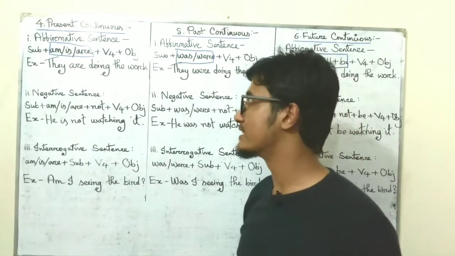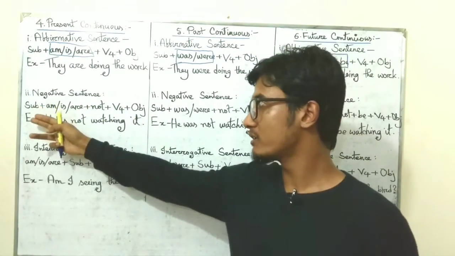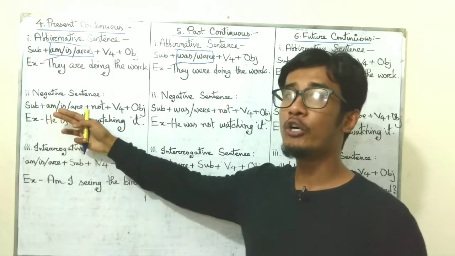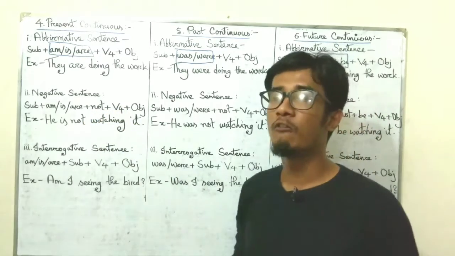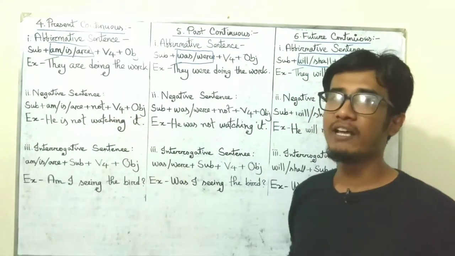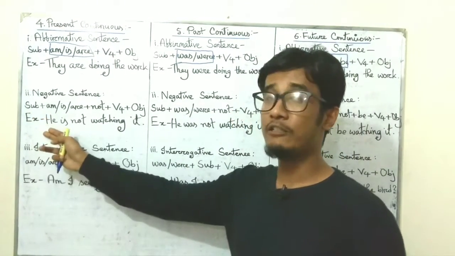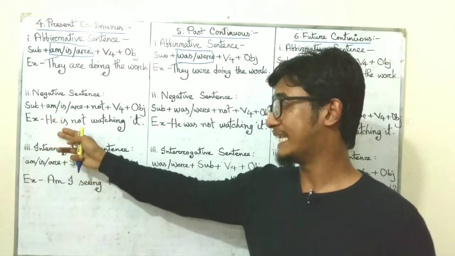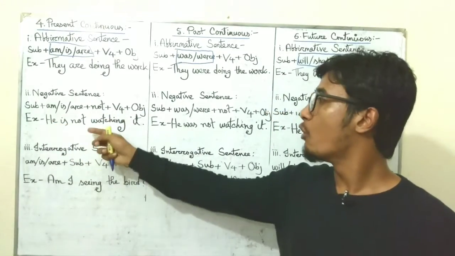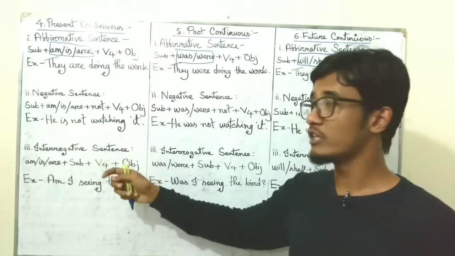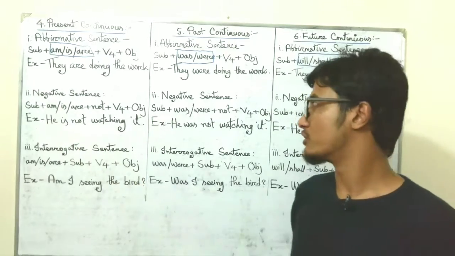Let's move on to negative sentences. In present continuous negative sentences, we begin with a subject, then auxiliary verb am or is or are plus the negative word not, plus we use verb plus ing, V4, and finally an object. So let's see the example. Subject here is he, then auxiliary verb is, then the negative word not. He is not, verb plus ing, watching. He is not watching, object it. So the example is he is not watching it.